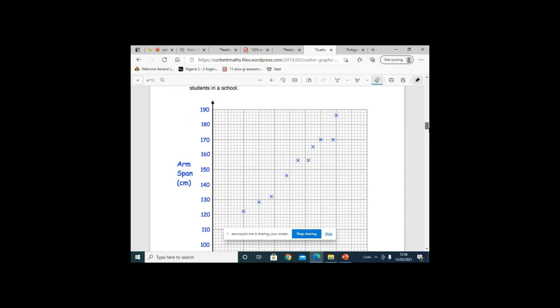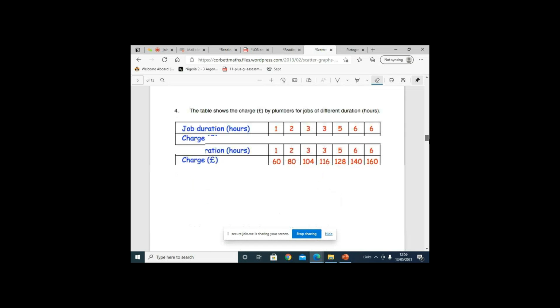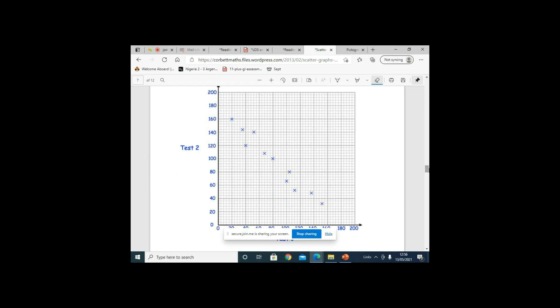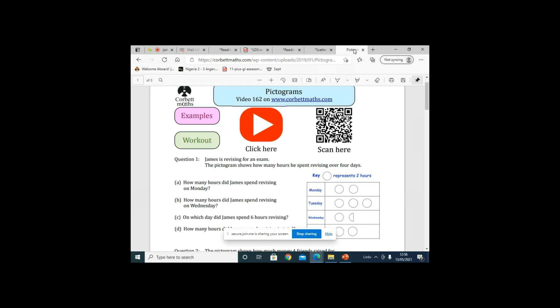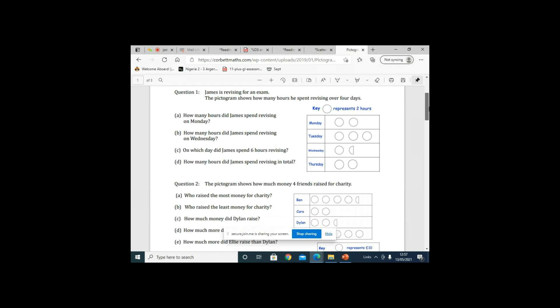Is this also positive or negative? That is increasing, positive. So what about this? Negative. So this final one, that's a pictogram. You really performed well doing this pictogram.